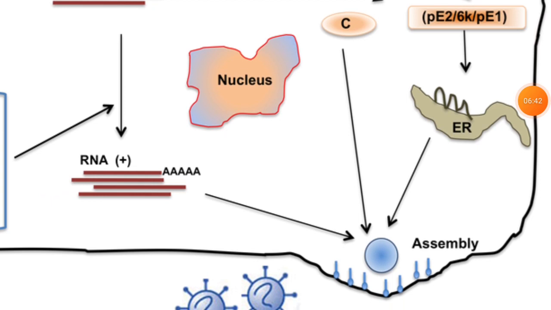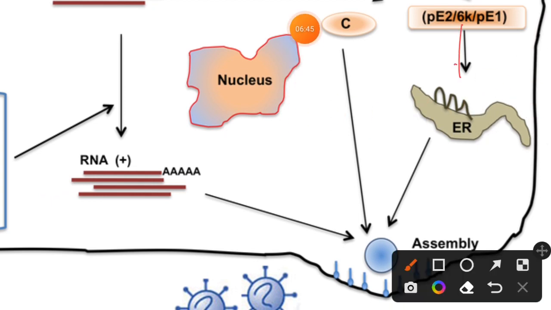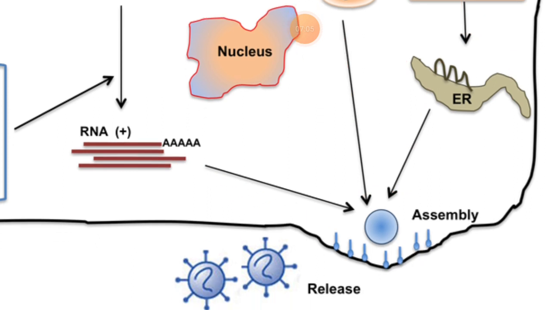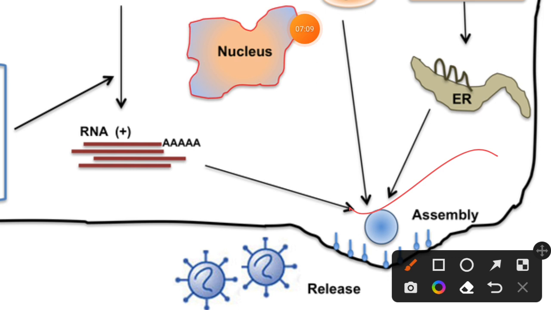Then this PE2, PE1 and 6K protein are usually synthesized in the ER, and then the capsid, the PE2, 6K and PE1 gene products, and the positive sense RNA genome containing poly A tail are all assembled, as you can see. After that assembly, they will be released from the cell by lysing the cell. That means they will leave the cell by causing cell lysis.